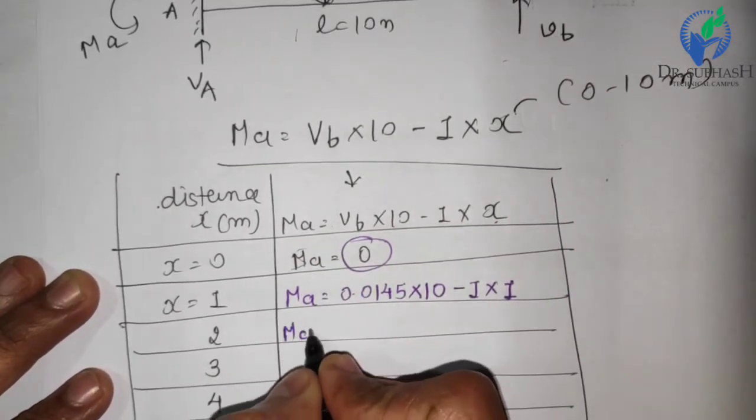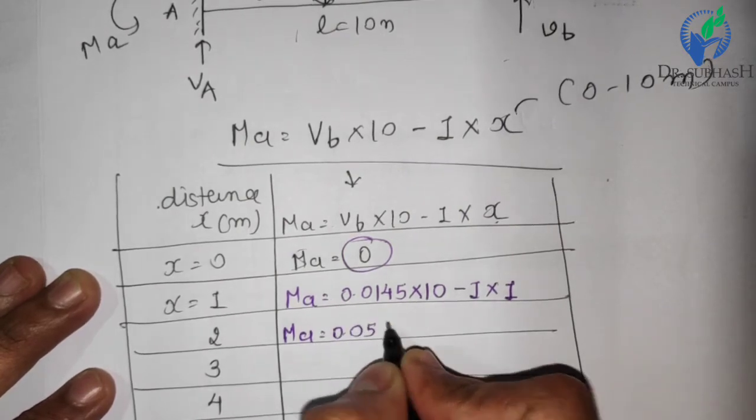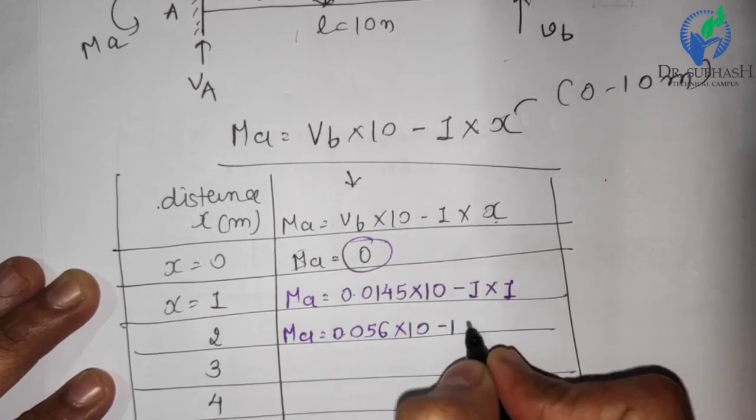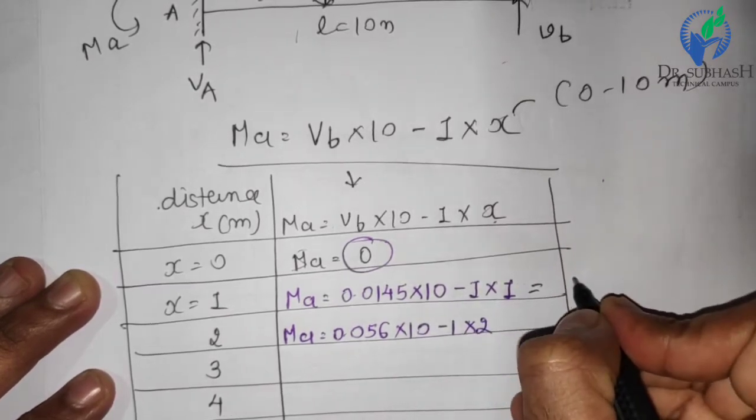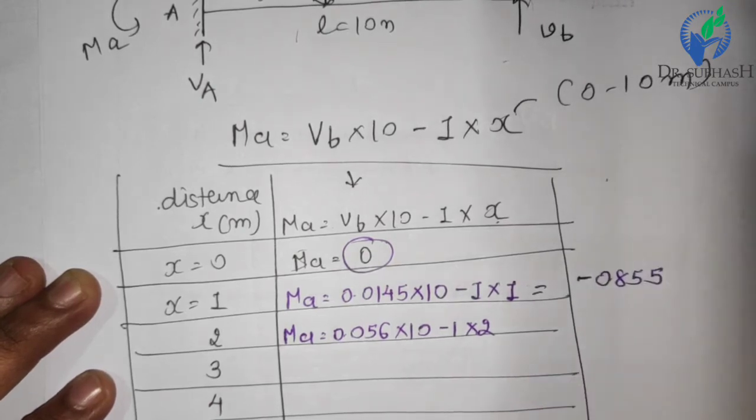Now put the value of MA at X is equal to 2. At that time, our coordinate is 0.056. Multiply by 10 minus 1 into 2. If you solve this, you get minus 0.855, because it is on the left hand side of our unit load, and that's why it is negative. From the right hand side onwards it gets positive, but our whole diagram gets negative signs because the cantilever beam is there.